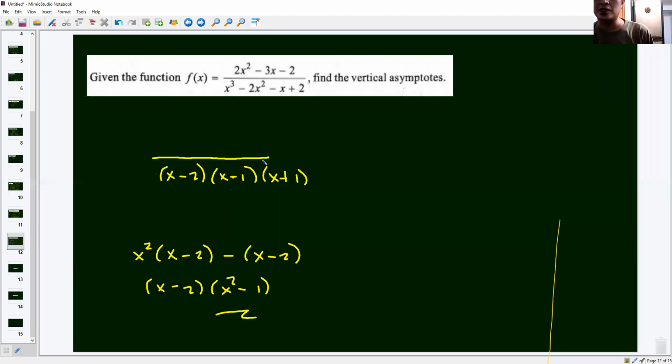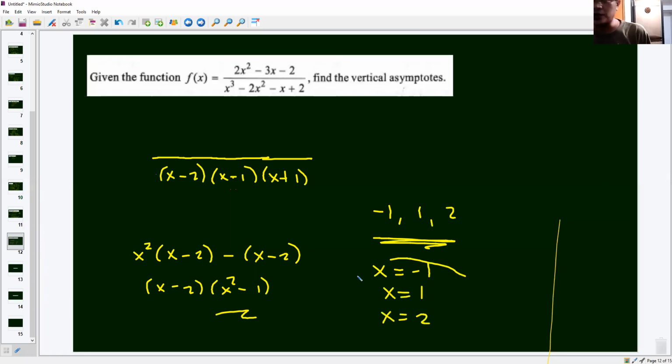Kaya nga si Kiel, sinagot niya agad. Negative 1, 1, and 2. And hindi yan ganyan agad, guys, no? The vertical asymptotes are equations. So, dapat x is equal to negative 1, x is equal to 1, x equals 2. So, dapat ito yung sagot.